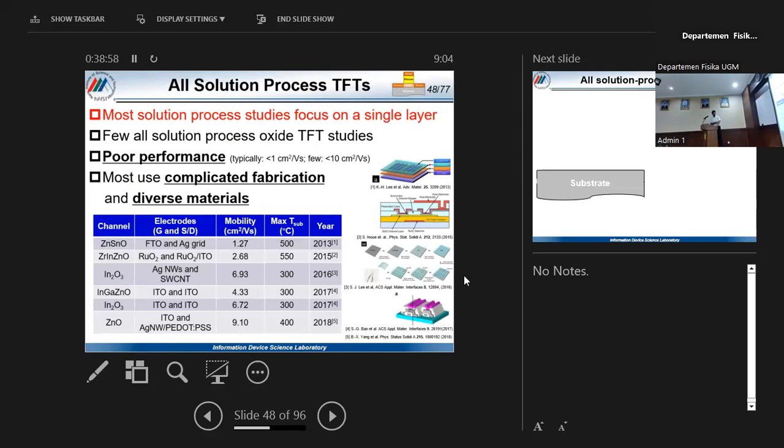They use carbon nanotubes, nanowires, ruthenium oxide, PEDOT:PSS, and nanowires. And the mobility is quite low. Remember, I told you the mobility should be 10. And the substrate temperature is quite high, so it's not applicable for flexible applications.